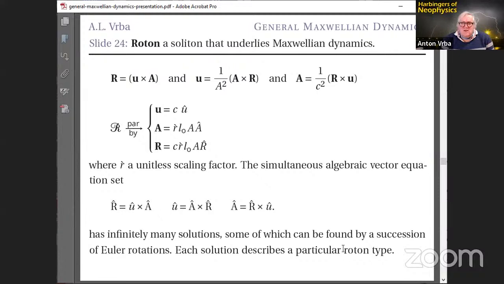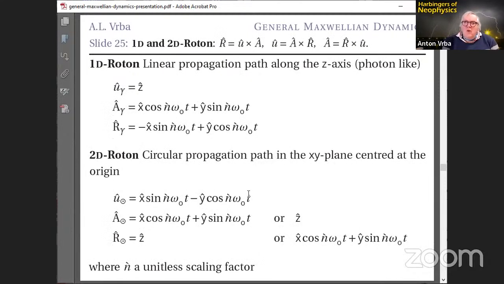One way of obtaining the solutions that I know of is by Euler rotation, and each is a particular roton type. Therefore, we have the 1D roton, which is the propeller, which I've shown at the top. We have a two-dimensional roton. So we now see that the unit vector is a circle, because if that is a velocity, that would be a circular velocity.